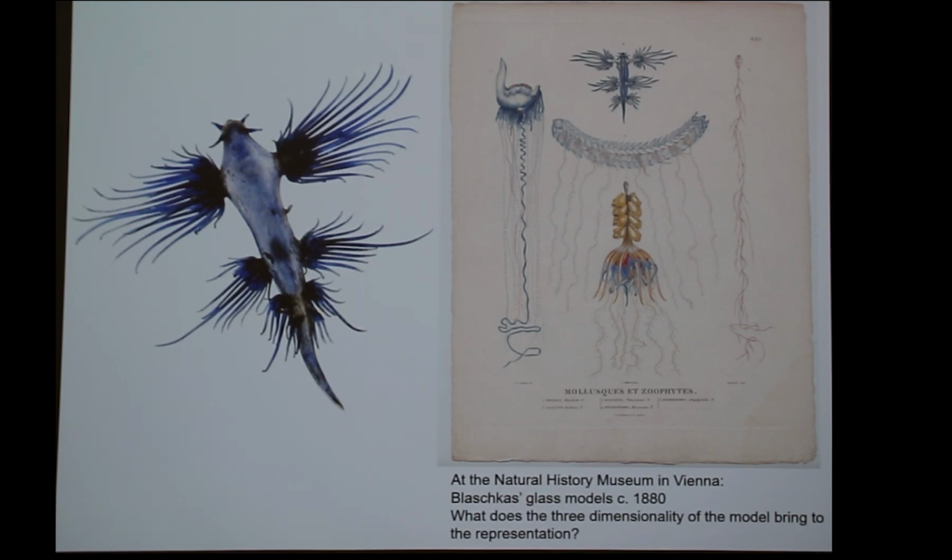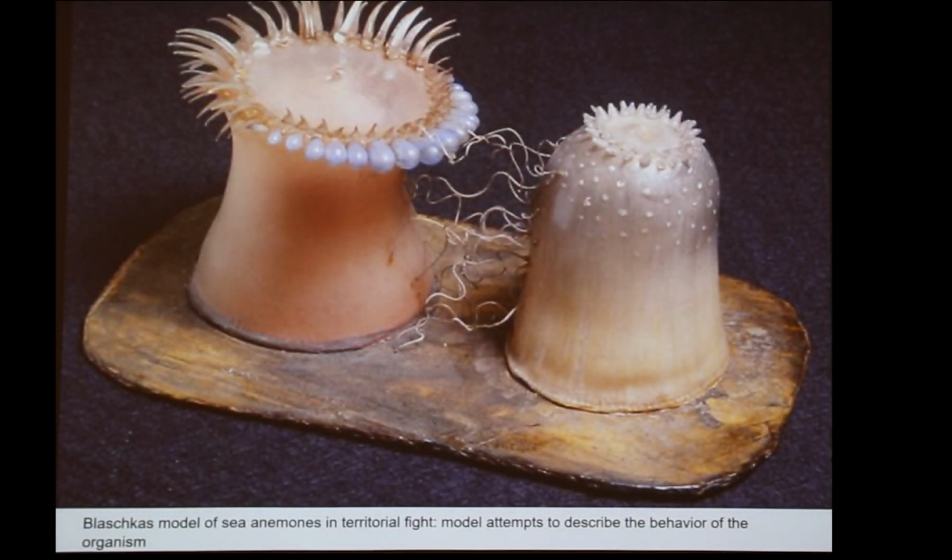And the question is, what does the three-dimensionality of the model bring now to the representation? It brings several things. It brings materiality, transparency, translucency, but there's something even more. For instance, they developed this after watching the sea animals in their aquarium and seeing them in a territorial fight. And they attempt to describe it with these wires. So the species, specimen, or organism starts to display behavior with these models.